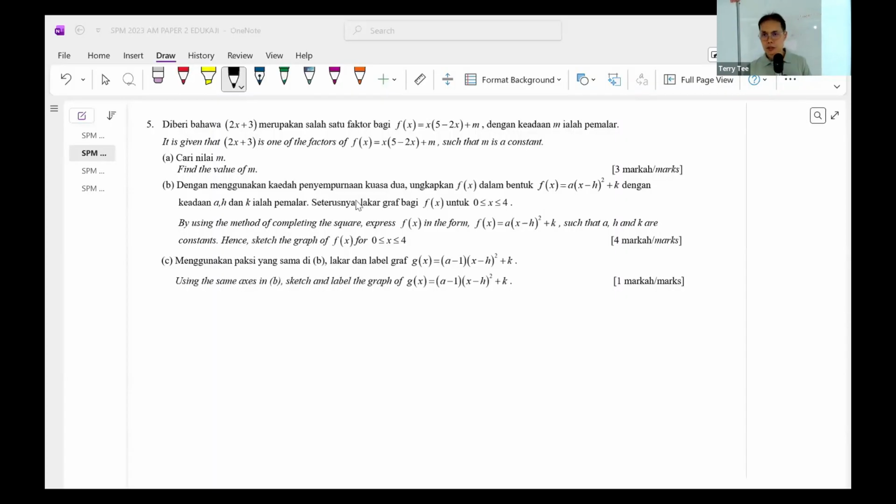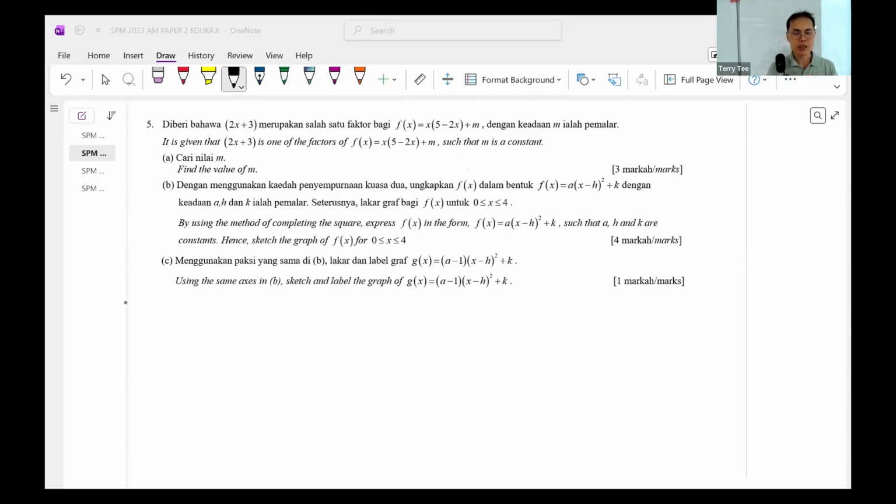Okay. Next question, question 5 from Form 4, chapter 2, quadratic function. It is given that 2x plus 3 is one of the factors of this quadratic function, such that m is a constant. Find the value of m. If it's a factor, I hope you understand, when this is a factor, that means we can substitute the root inside, and the whole thing becomes 0.